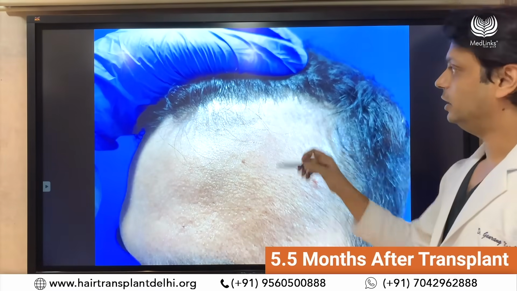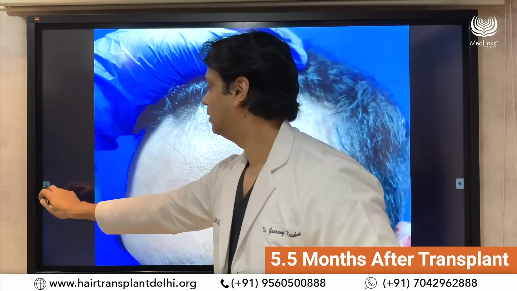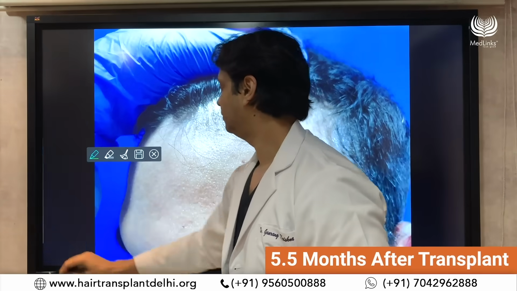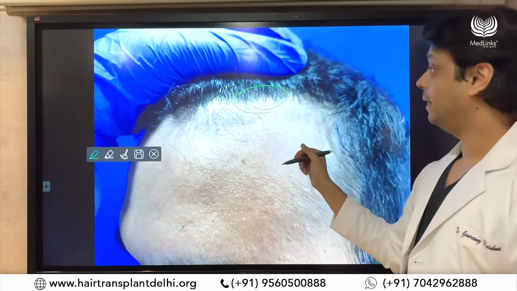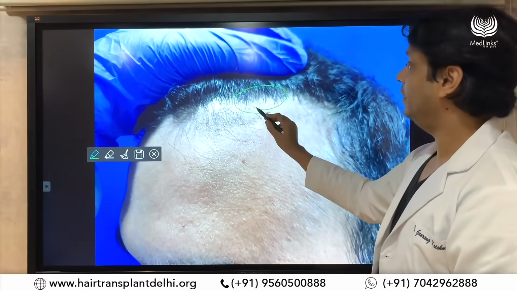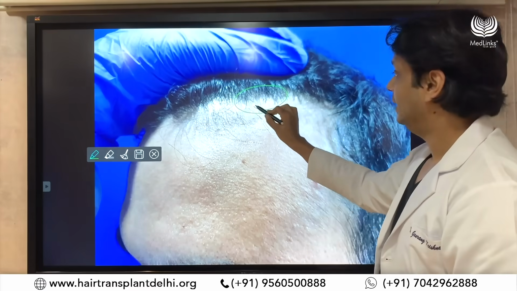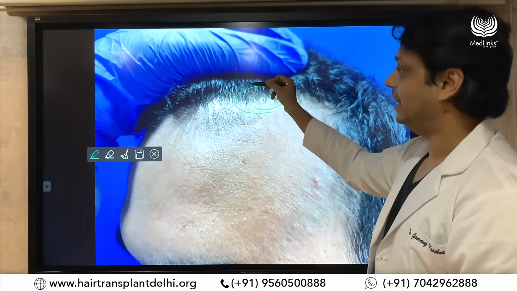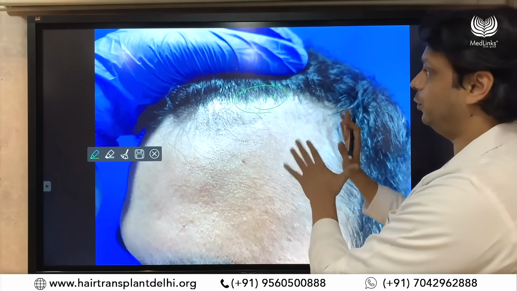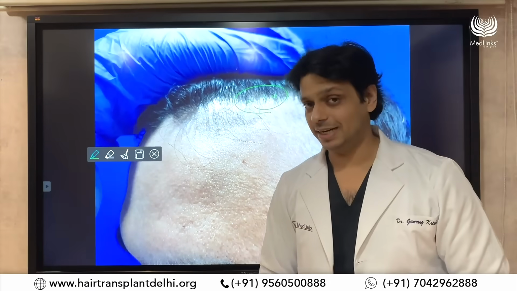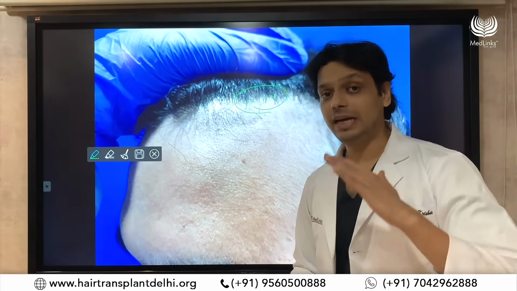The hairline looks, there is no pitting. The hairline area, no pitting, no cobblestoning, perfectly natural looking hairline. The use of singles and then the density has been perfect. So a person seeing this photograph only would not say that it is a transplanted hairline. It looks near natural.